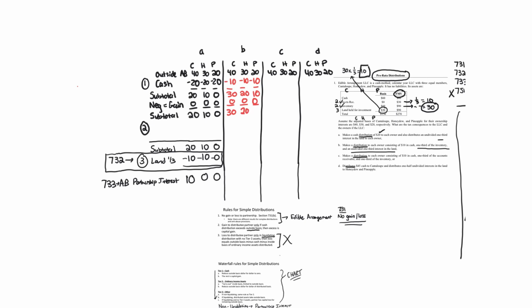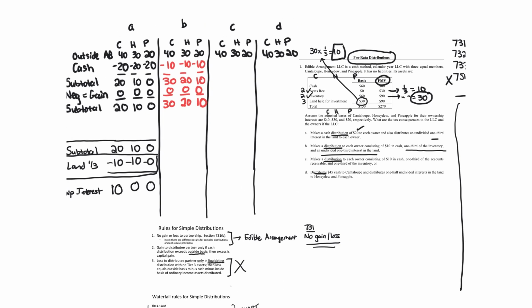No gain or loss to the partners, because remember, this is not a liquidating distribution. This is non-liquidating, so you can't have a loss, and we just determined you can't have a gain because they have enough basis for the cash. Now we go down to tier 2 assets. Do we have any tier 2 assets? Yes. Remember, tier 2 assets are the inventory and accounts receivable. They're each getting 1/3 of the inventory. So we look at the inventory. We're going to put inventory here.